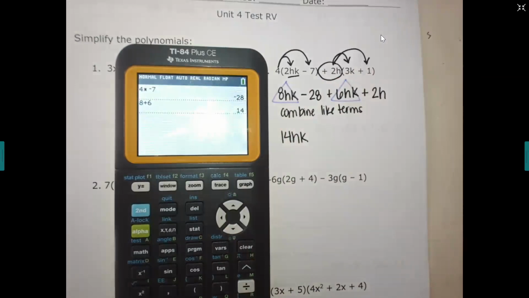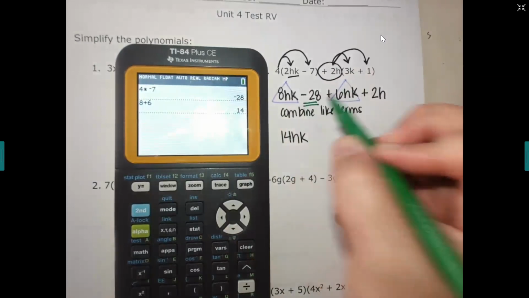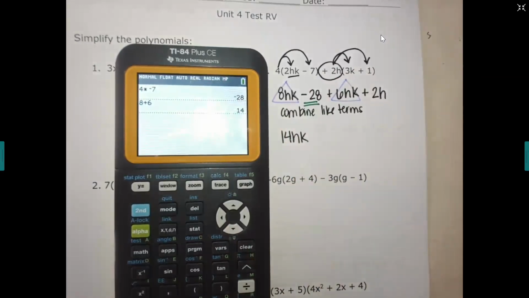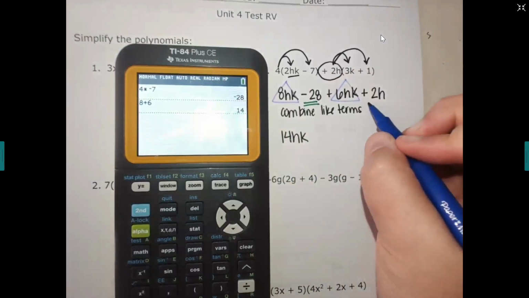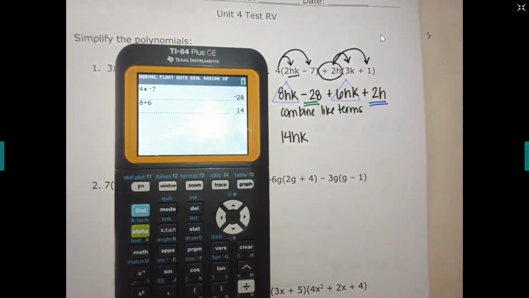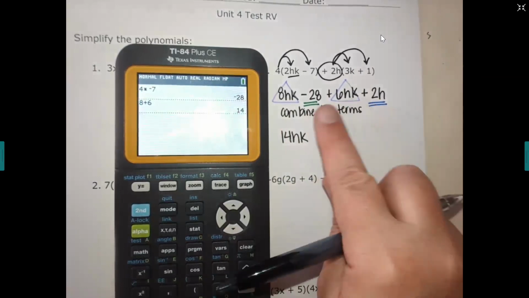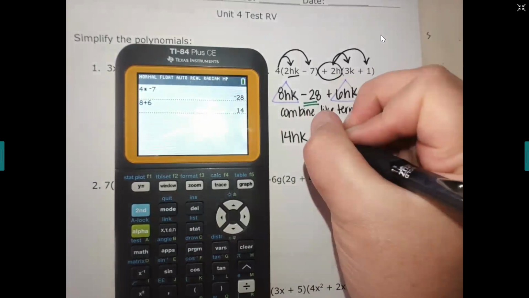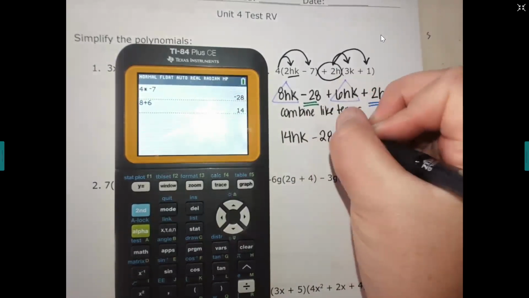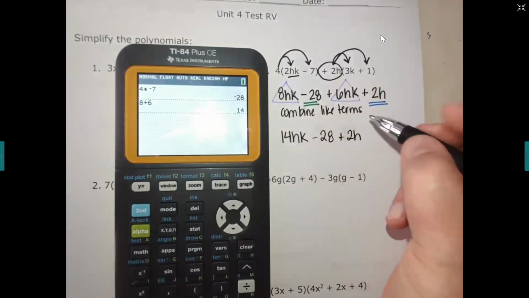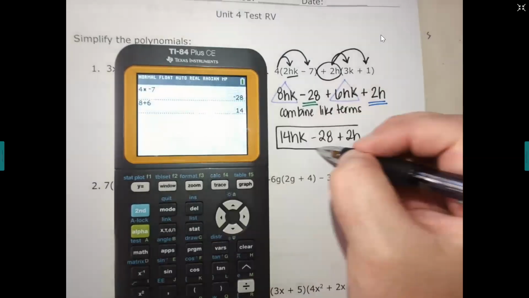Then for these 2 remaining parts right here, I notice that I have a -28. And I have a plus 2h. Okay, those cannot be combined. Notice I'm underlining those in different colors because they don't have the same letter. This one has an h, that one doesn't. So I just have the -28 and the plus 2h.